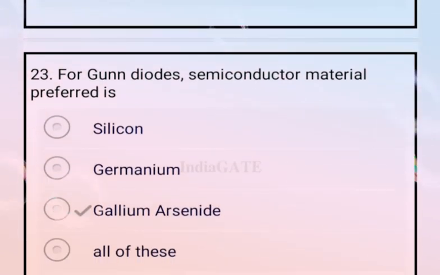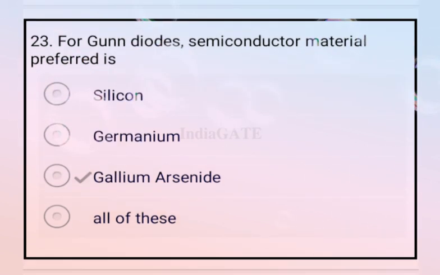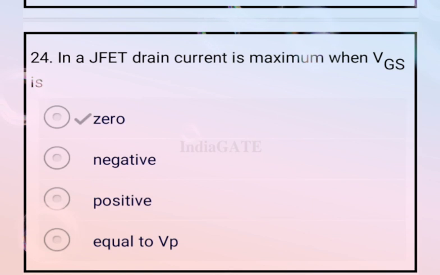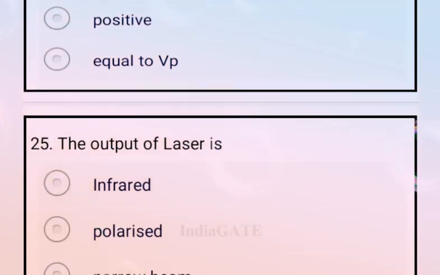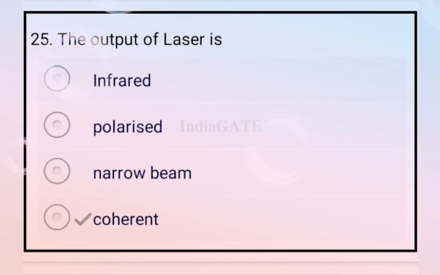Next question, for a Gunn diode the preferred semiconductor material is? The correct answer is option C, that is gallium arsenide. Next question, in a JFET, drain current is maximum when VGS is? The correct answer is option A, that is 0. Next question, the output of the laser is? The correct answer is option D, that is coherent.